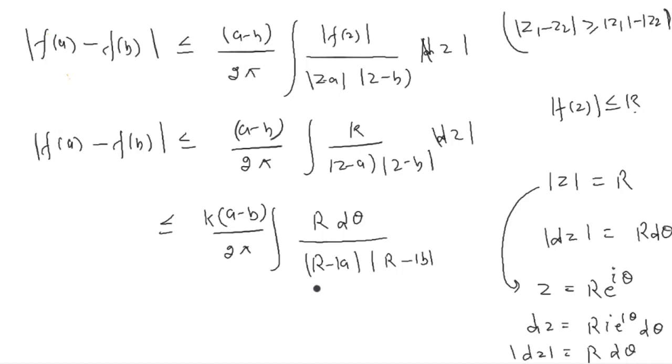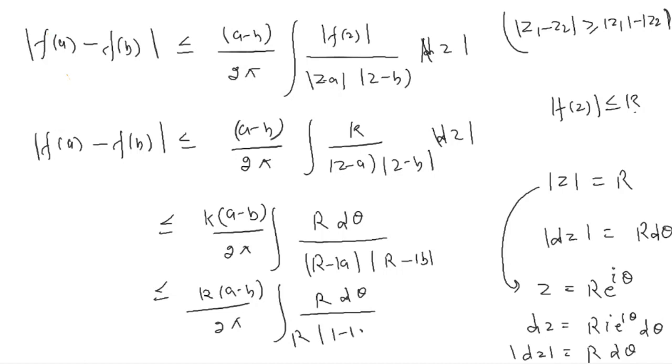So we can take r as a common. So you can write k times |a minus b| upon 2 pi, integration r d theta upon, we take r as a common, so we write 1 minus |a| upon r, and again we take r as a common, so here 1 minus |b| upon r. And we can cancel r by r.